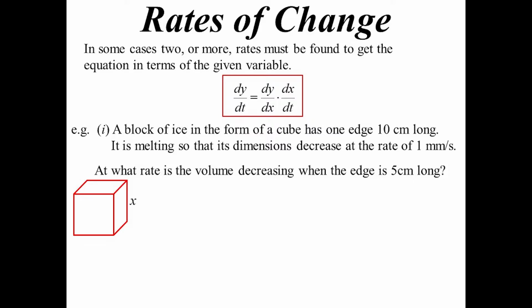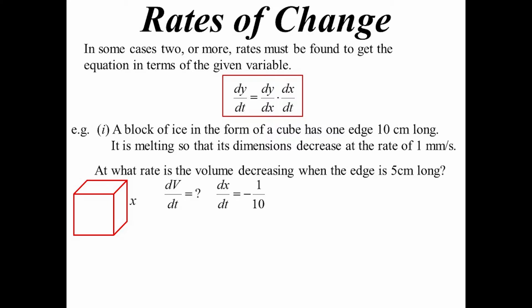Okay, let's read through the question. The first thing is, what are we trying to find? We're trying to find the rate of change of the volume. Well, that would be dV/dt. So somehow we have to link volume and time together. So what else have they told me? They've told me that dx/dt, the rate of change of the edge length, is going down at 1 millimetre. Well, 1 millimetre is 1/10 of a centimetre, and it's decreasing, so we'll make it negative. So we know dx/dt is negative 1/10.